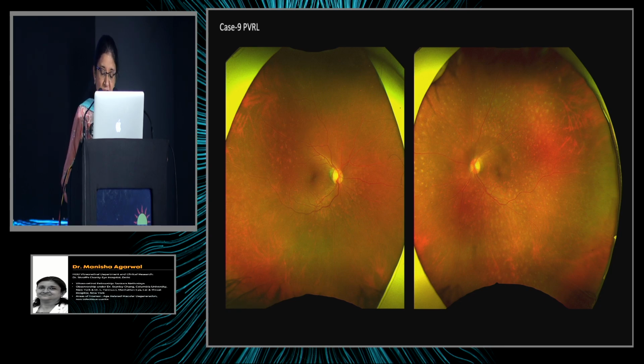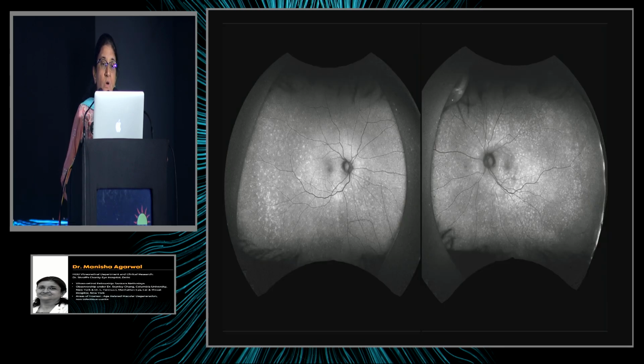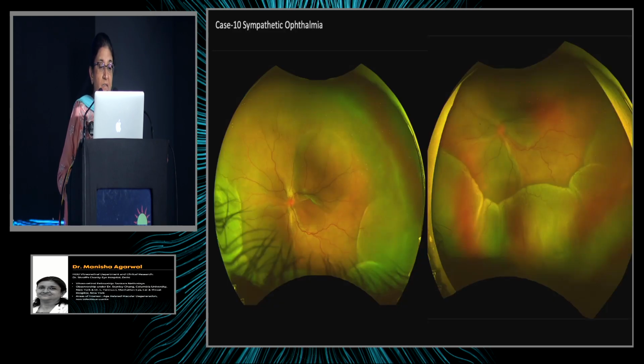This is a patient of primary vitreoretinal lymphoma with typical RPE deposits, which you appreciate on the OCT. But when you do ultra-wide field autofluorescence, you can beautifully pick up these deposits, and you can see the far extent of all these deposits in the entire retina.